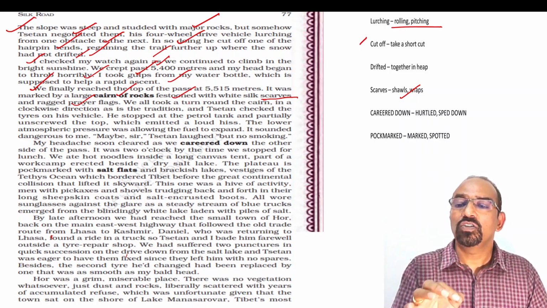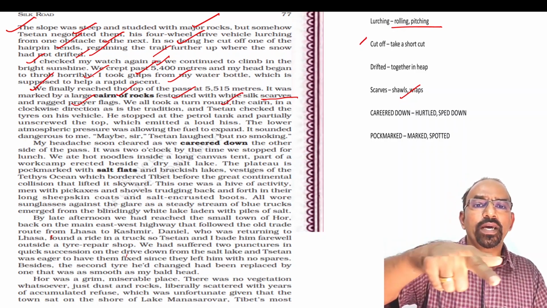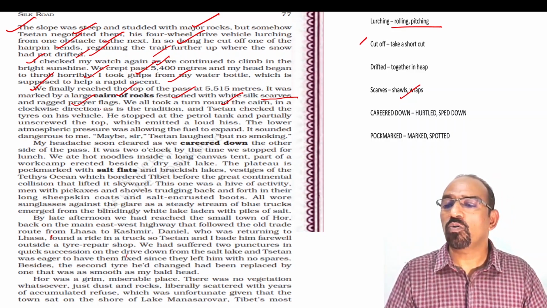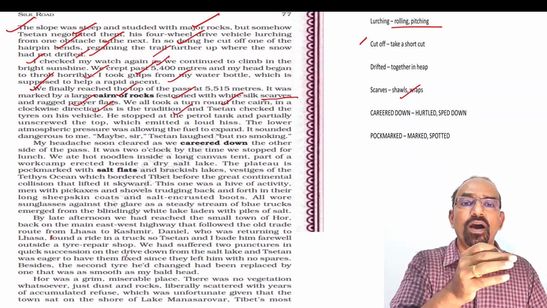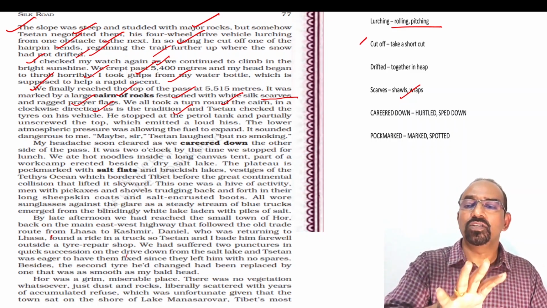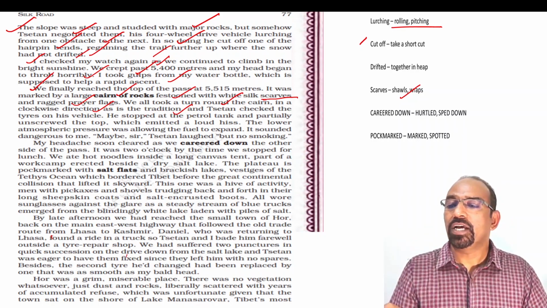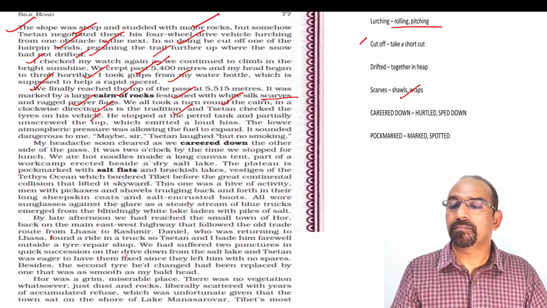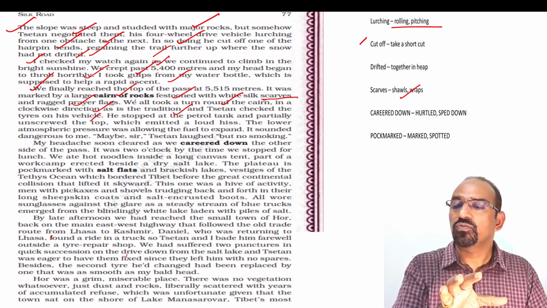We all took a turn around the cairn in a clockwise direction, as the tradition demands. All have to take a round about this cairn. And our driver Satan checked the tires of his vehicle.